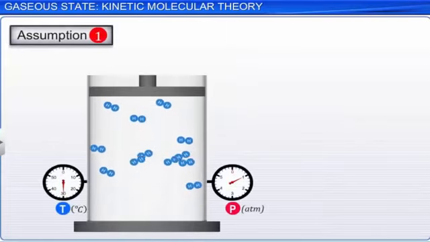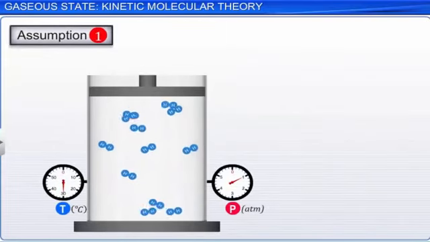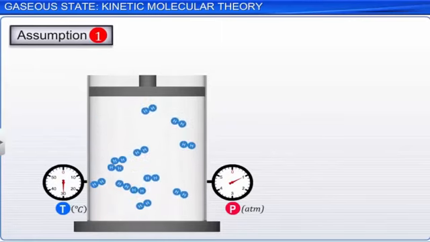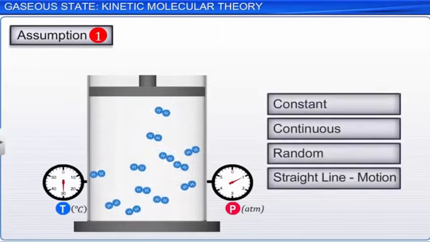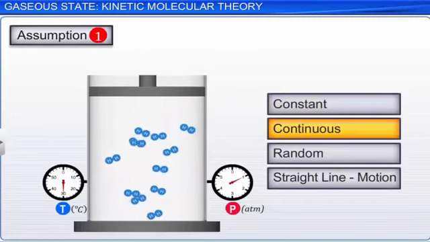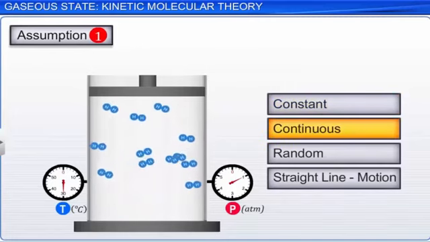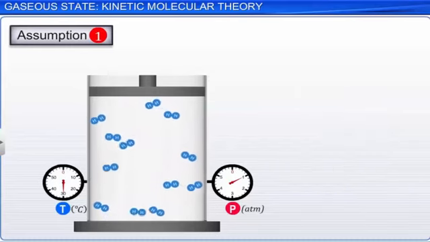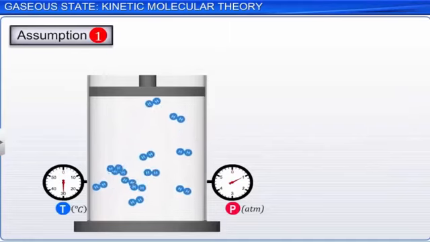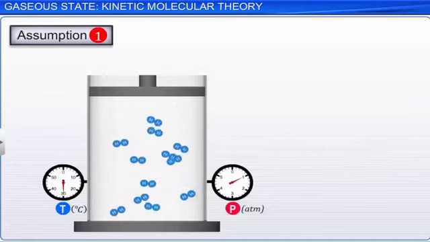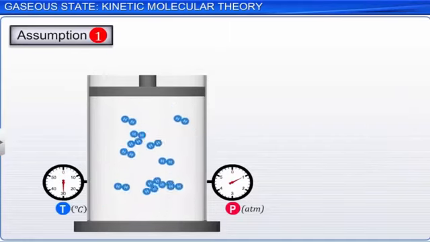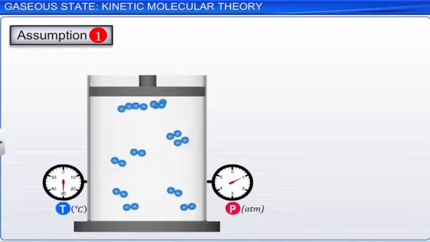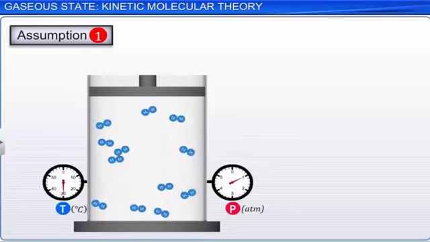Gases consist of very large number of extremely small particles called molecules, which are in constant, continuous, random, and straight line motion. During their motion, they collide with each other and against the walls of the container. The pressure exerted by the gas is due to the bombardment of its molecules on the walls of the container.